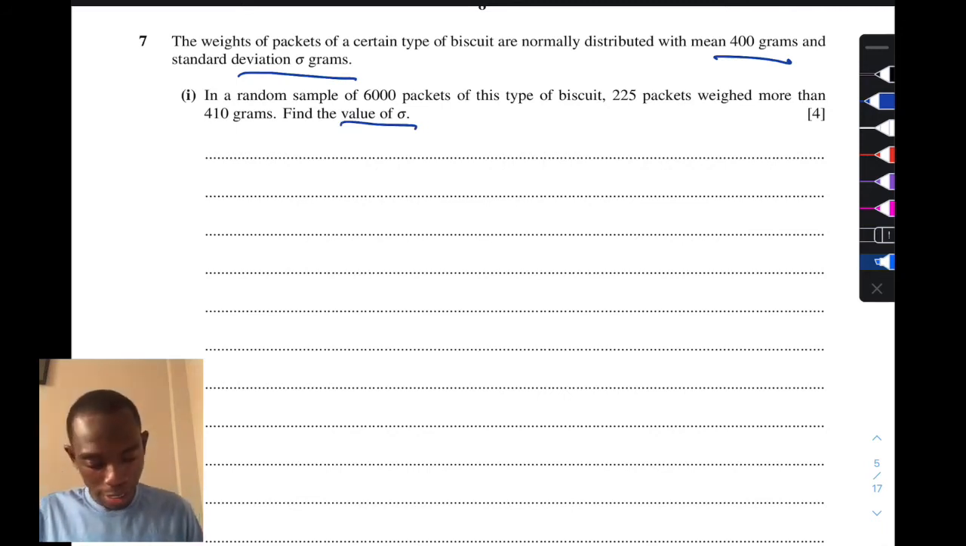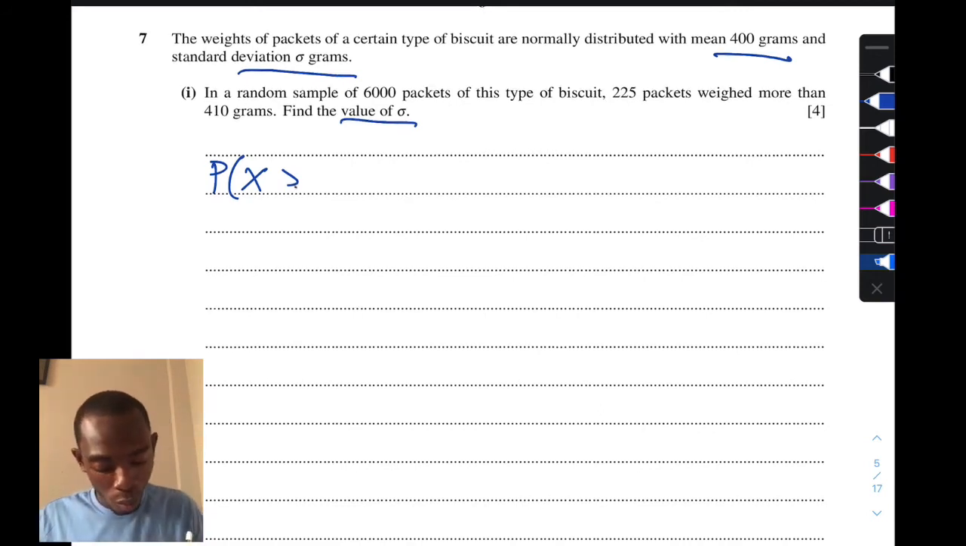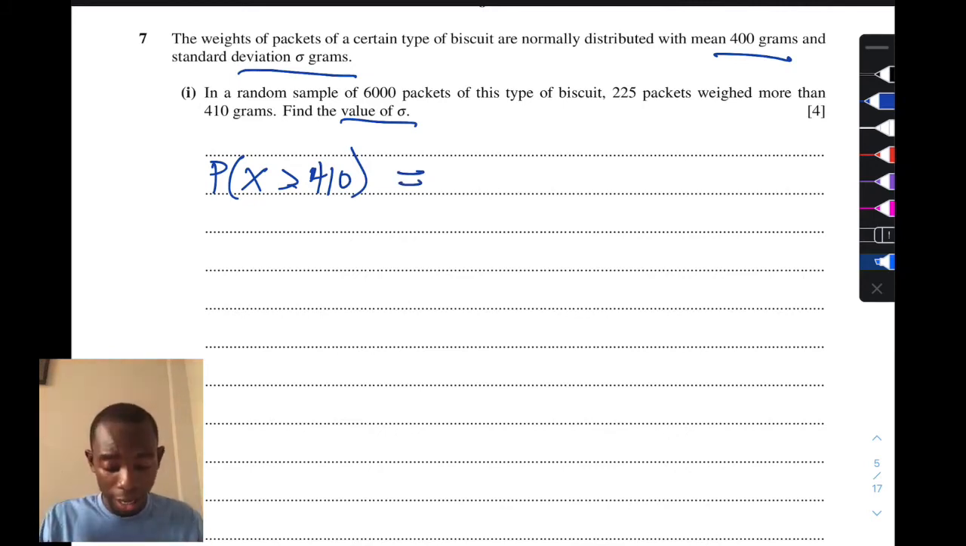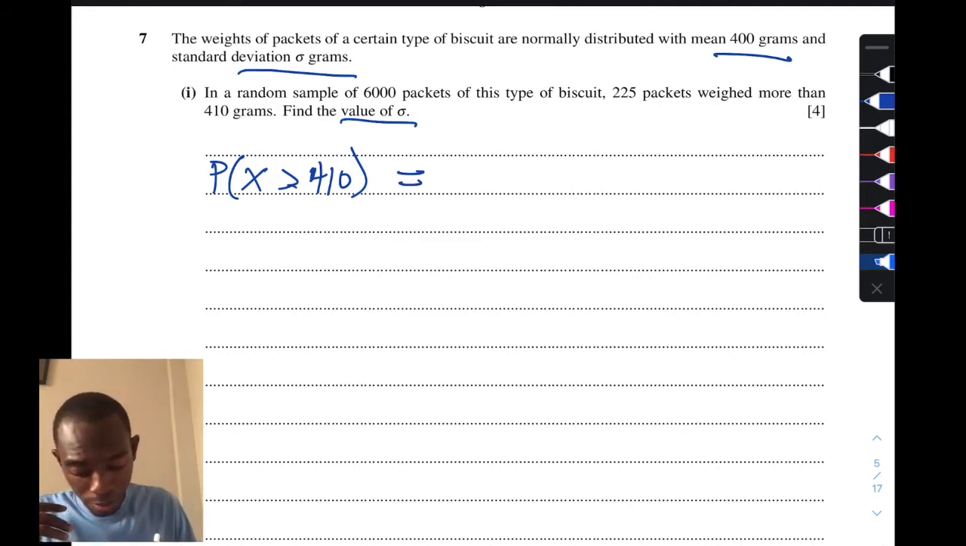All right, so let's see. In a random sample of 6,000 packets of this type of biscuits, 225 packets weighed more than, you see, that's where the interest is. So for more than, let X be the distribution. The probability that X is more than 410 will be equal to what kind of probability? Well, what is the sample? The entire thing is 6,000, and how many weigh more than 410? 225. Therefore, the probability is 225 over 6,000.